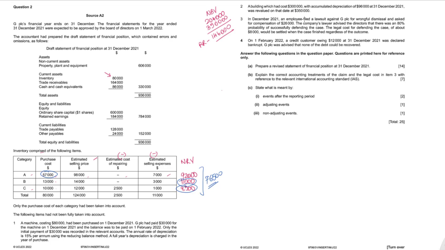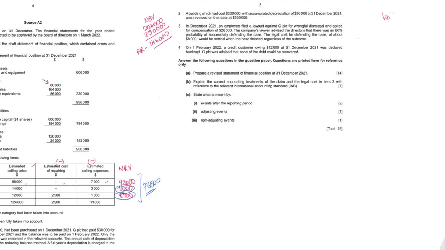In December 2021, an employee filed a lawsuit against GPLC for wrongful dismissal and asked for compensation of 26,000. The company's lawyer advised the directors that there was an 80% probability of succeeding. So in case of a liability, if the payment is probable, which is the chances of paying is greater than 50%, then you will create a provision.